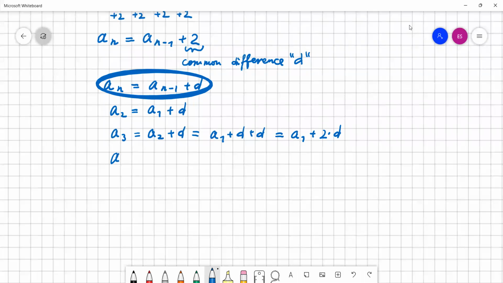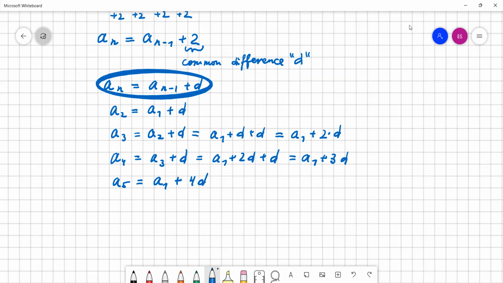Now, what is going to be A4? It's going to be A3 plus D. A3 is A1 plus 2D, plus an extra D, which gives me A1 plus 3D. Well, you probably can guess that A5 is going to be A1 plus how many Ds? Well, it was 3D, now it's going to be 4Ds. Every time we're going to just add one more D. Or A_n is going to be A1 plus, well, if you compare 5 and 4 here, it's (n minus 1)D. That's going to be a general formula for an arithmetic sequence.